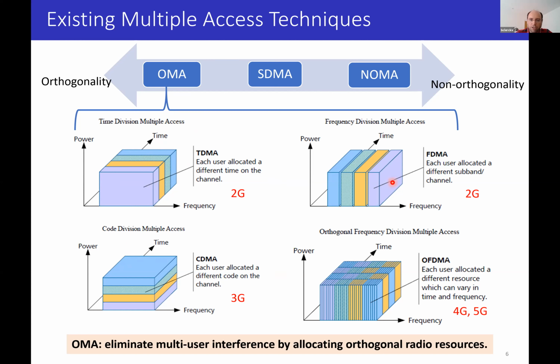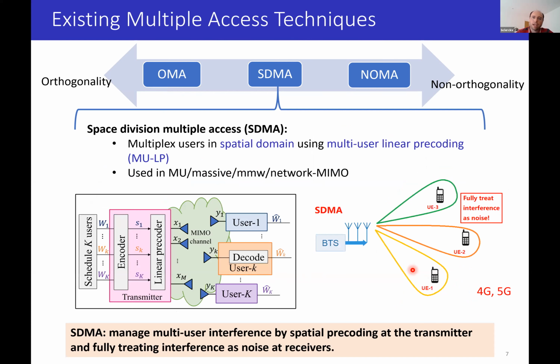So TDMA, FDMA have been used heavily in 2G, CDMA in 3G. And then in 4G and 5G, we have OFDMA. So we create, using OFDM, a grid, a time frequency grid, and then each chunk of time frequency resource is allocated to one user. Right, we have also SDMA.